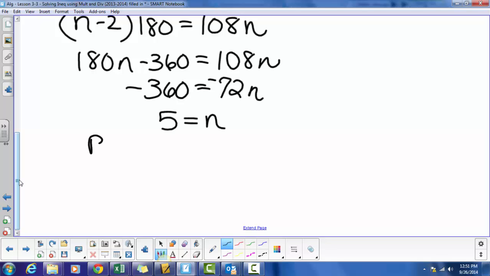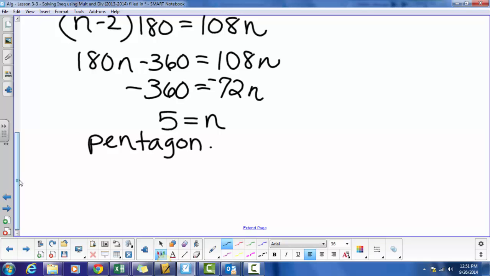So what kind of a shape is this? It is a pentagon. Okay? I will finish the rest, 42 through 62, on another video.